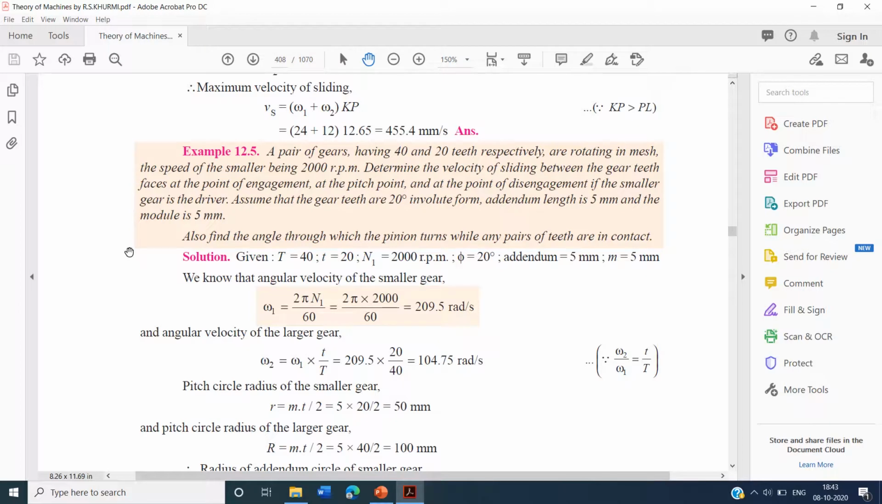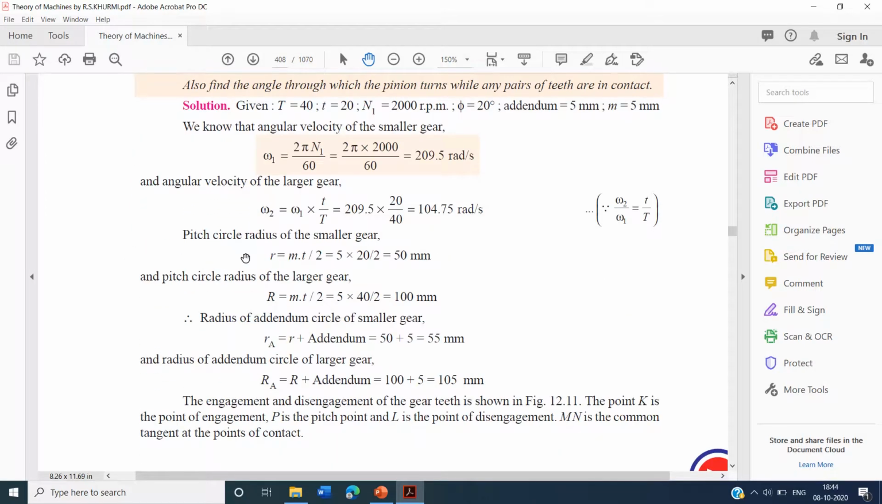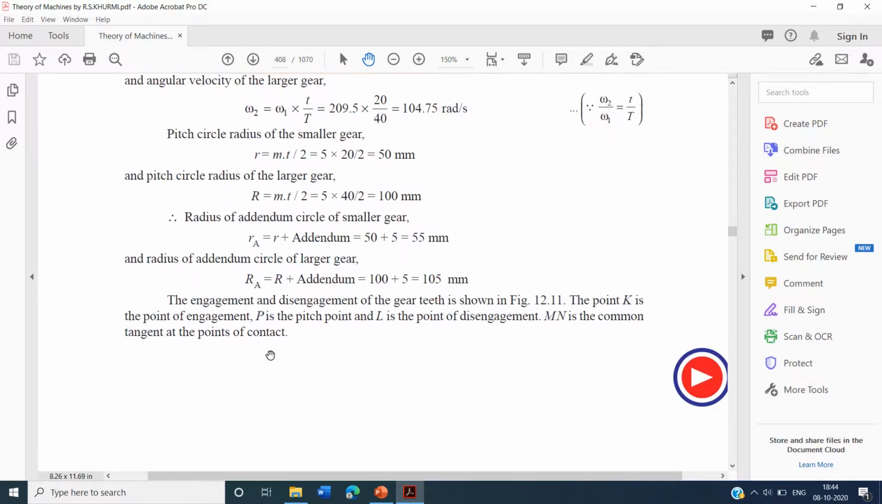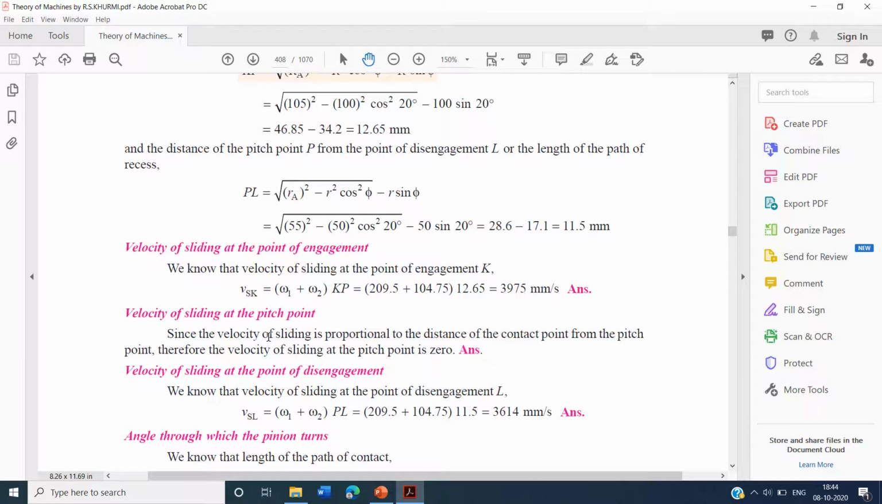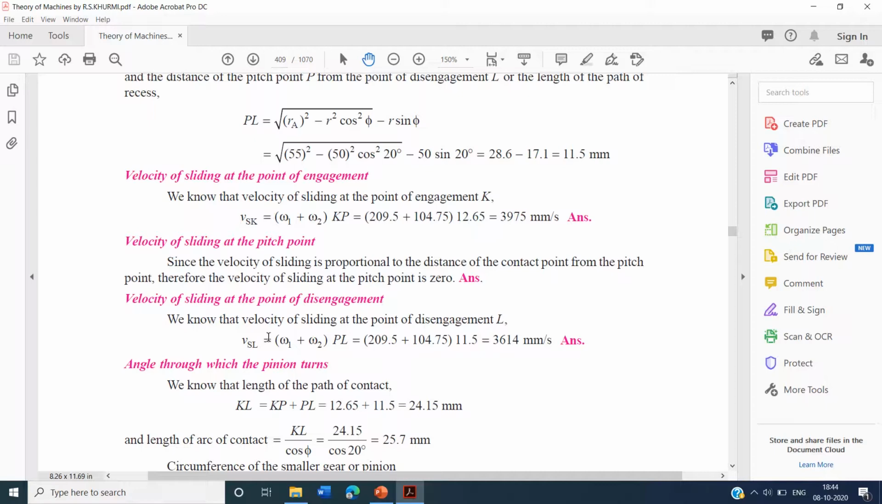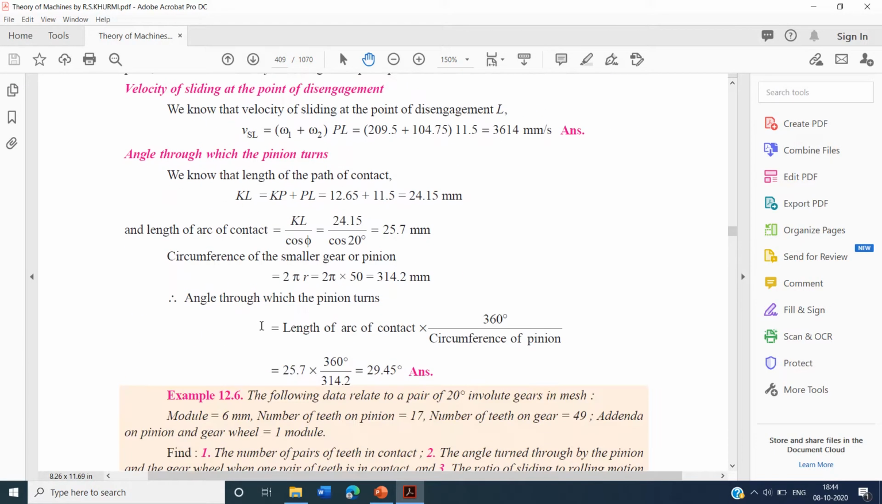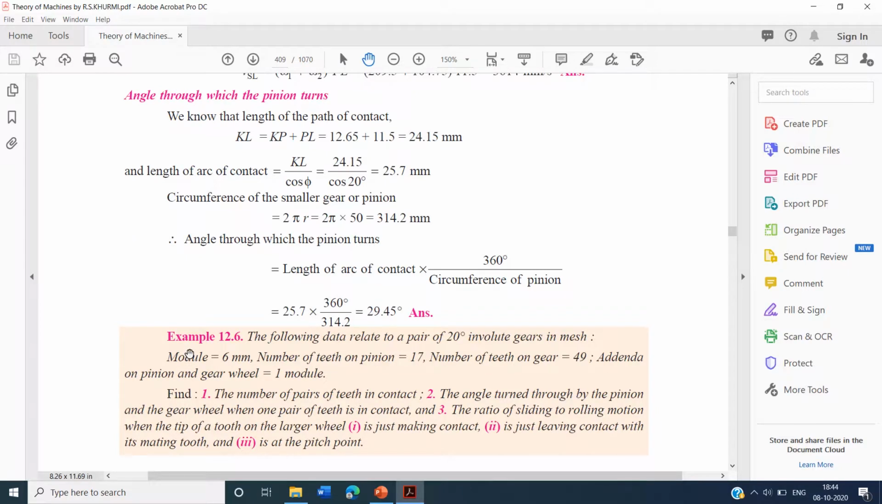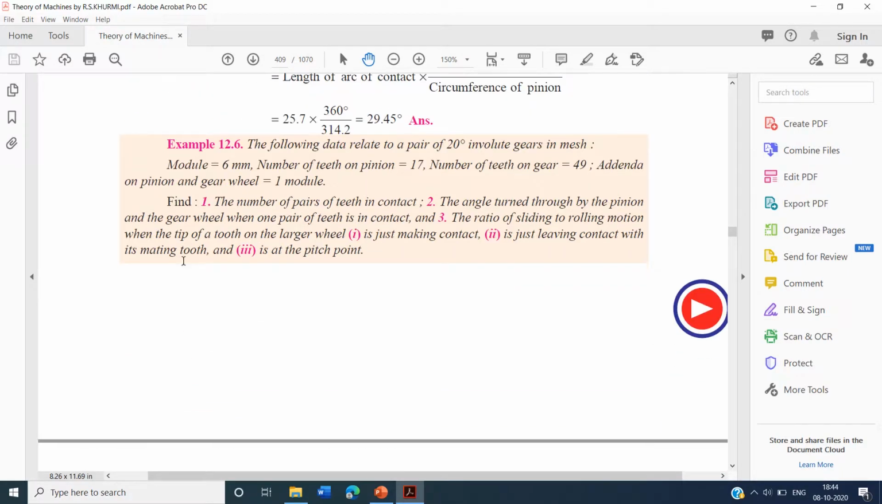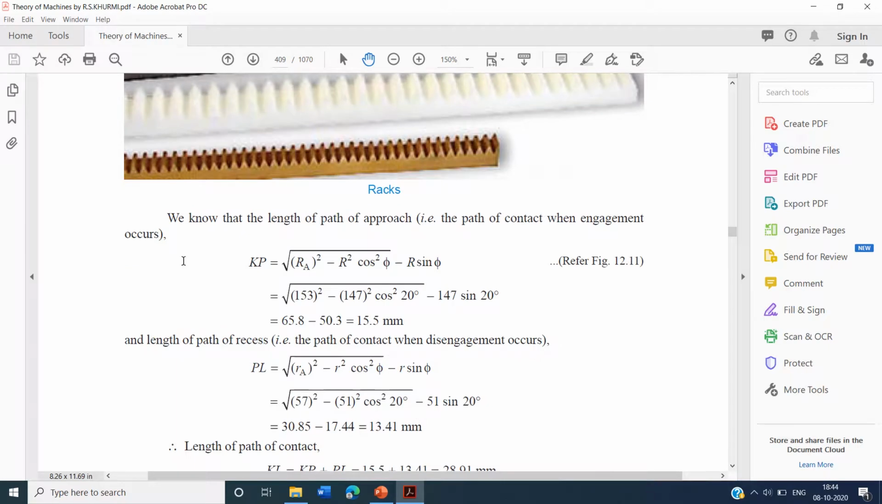Find the angle through which the pinion turns while any pairs of teeth are in contact. I hope this is the same as that of the previous question, only the numerics are changed. First you find all the radiuses, then find the path of contact, then the arc of contact, and finally the angle through which the pinion turns. Okay, so hope you understand this problem. You try the other two problems because they are the same thing, nothing I need to explain more.